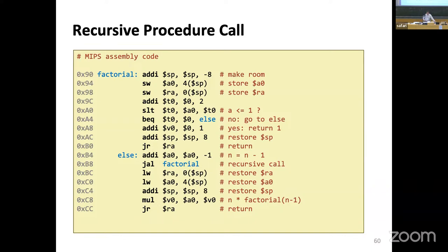And now comes the fun part. I'm going to jump back to factorial. Now the jump and link, that's the funny part. The jump and link, if I wasn't jumping, what would have been the next instruction? What's the address of the next instruction? The next instruction would have been BC. Do we agree? The address of the next instruction would have been BC.